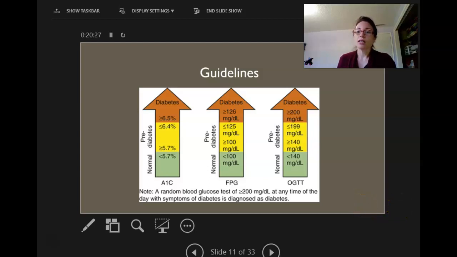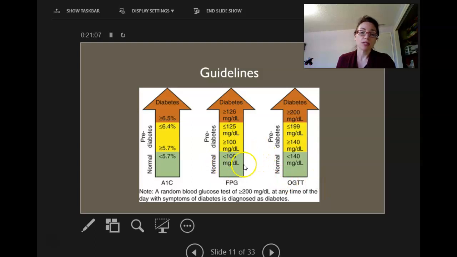This figure demonstrates the progression from normal to a diagnosis of prediabetes and from prediabetes to a diagnosis of diabetes. So you can see how the A1C just goes up. Anything under 5.7 for an A1C is considered normal. 5.7 to 6.4 is considered pre-diabetic, and anything above 6.5 is considered diabetes. And then the same for the FPG and the OGTT.